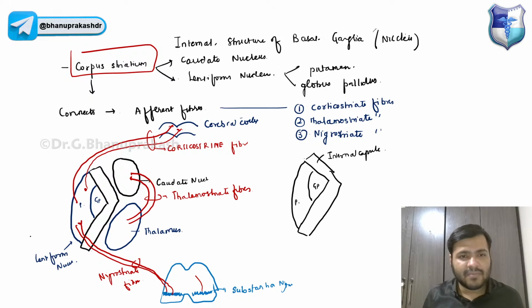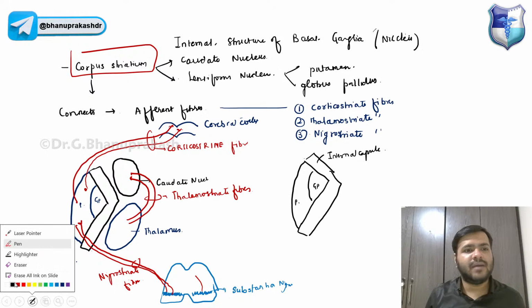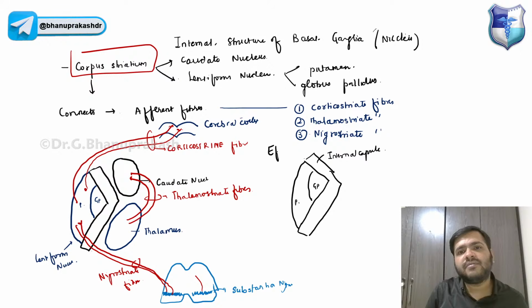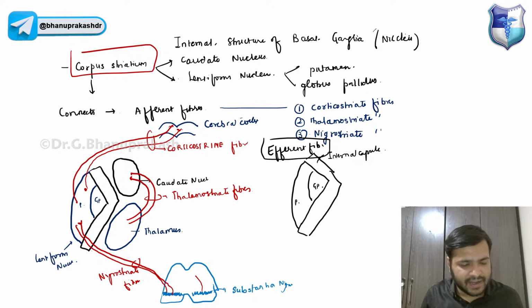Now guys, I'm talking about the efferent fibers now. Basically, they will be emerging from the globus pallidus of the lentiform nucleus, right? In the form of bundles, which will be passing on to the extrapyramidal centers. The names, guys, that you have to remember, we have three fibers coming from the globus pallidus over here.